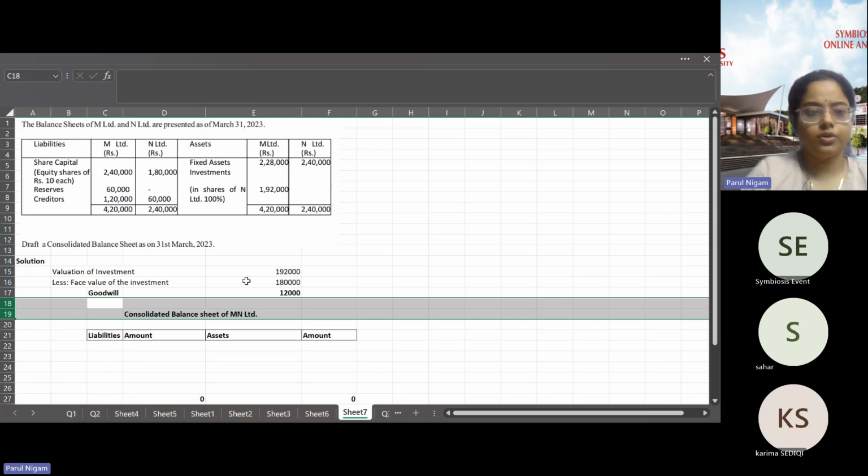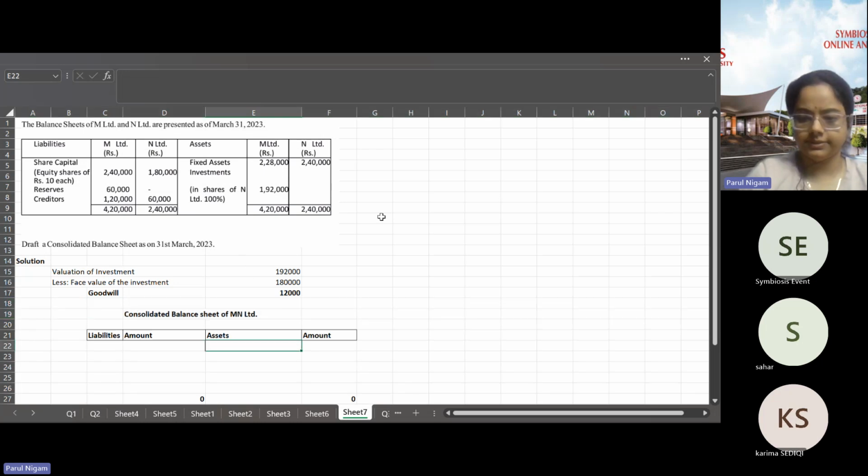So first we are going to record the assets. If you see, we have fixed assets. That is 2,28,000 plus 2,40,000. Okay. Then investments. Investments, if you see, it is in shares of N Limited and that is for 1,92,000. So we don't record investment separately because it is already included in the share capital.